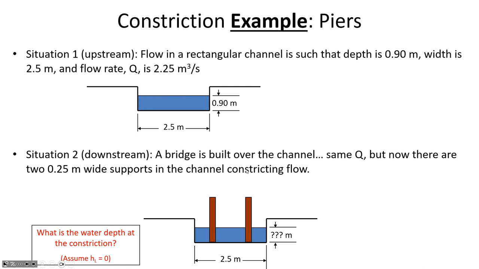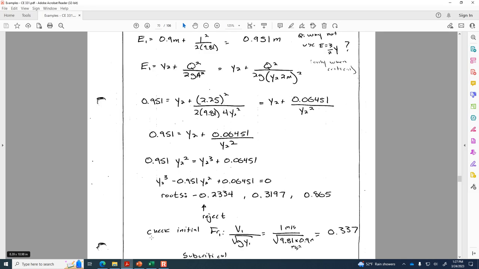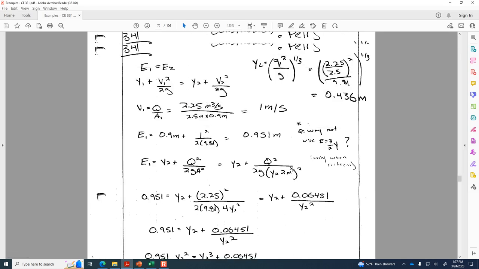Okay, so this is kind of a continuation of what's below. We've got y2 cubed minus 0.951 y2 squared plus 0.06451 is equal to 0. Okay, and now we're solving for the roots of that, of which there will be three. I guess at this point I'll try and get this recorded into the video.